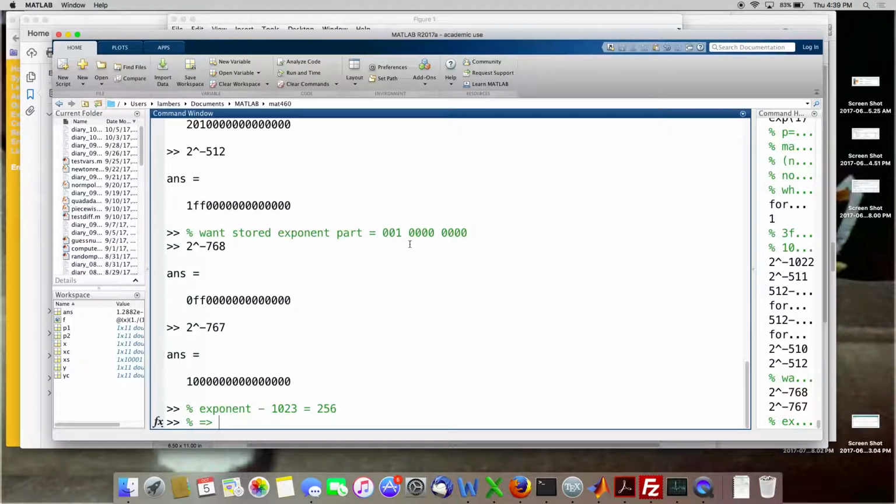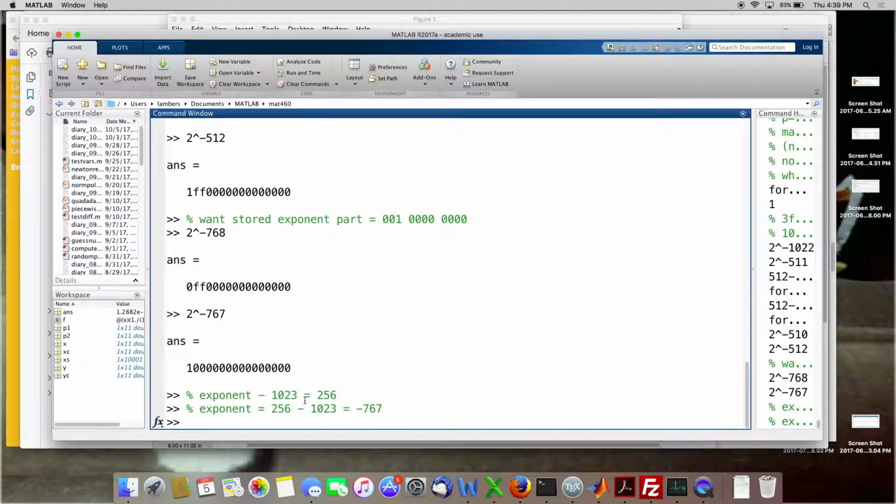So that means if I solve this equation for the exponent, actually, that's wrong. It should be plus. Or I should move this to the other side. Exponent of 256 minus 1023, which is equal to minus 767. So that's why it worked. Okay. Any other homework 2 questions?